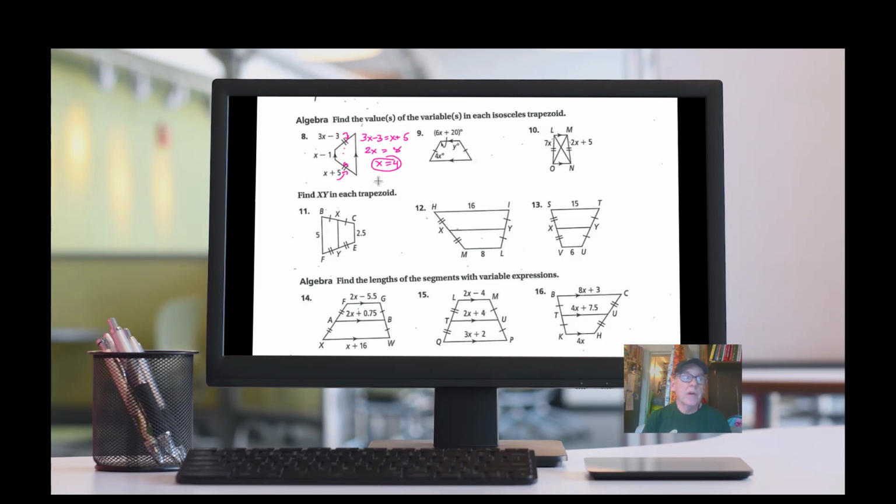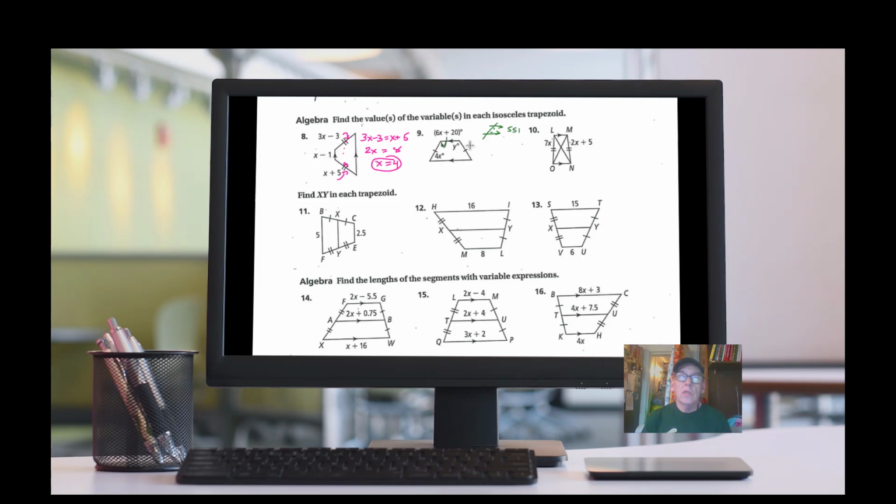Okay, let's look at number 9. They're telling us that this angle is 6x plus 20 degrees, and this angle down here is 4x. So together these are same side interior angles. Here we got the parallel lines, there's the transversal. Here's parallel, parallel. These angles are going to be supplementary, same side interior.